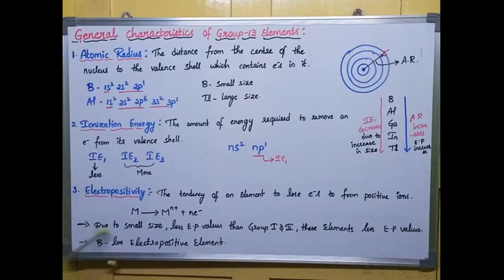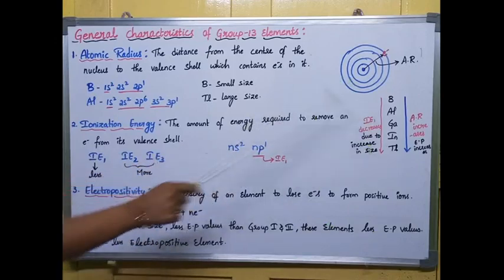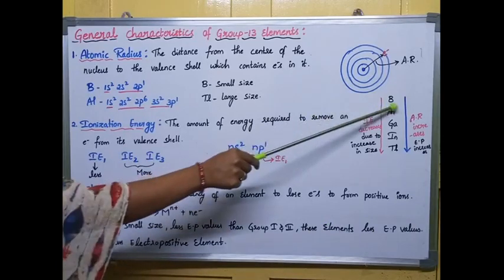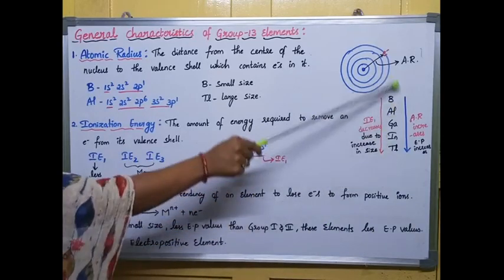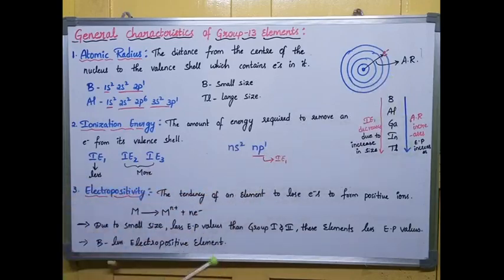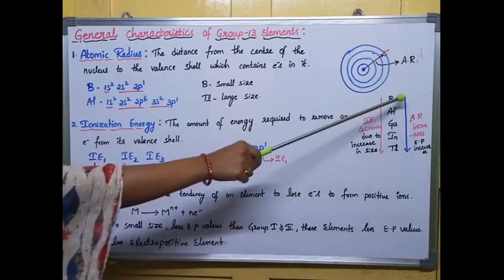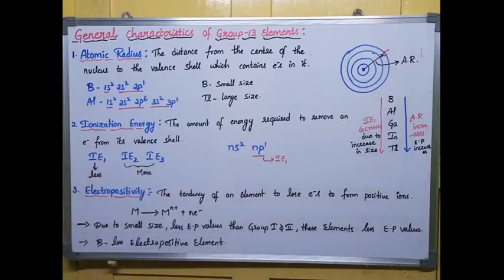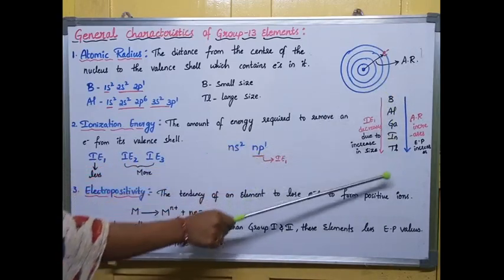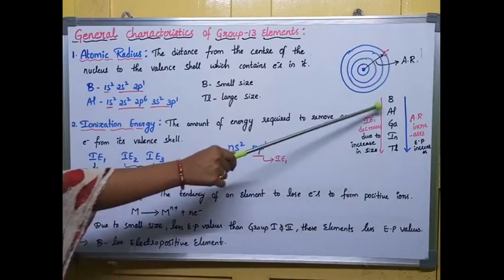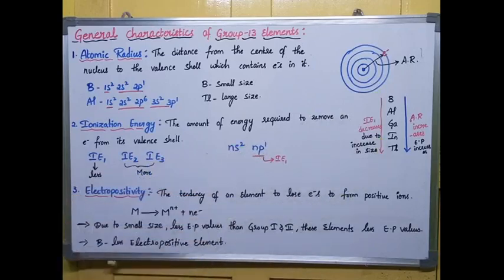So less electropositive nature is clearly observed in the case of this group of elements. We can say that boron is a less electropositive element because of its small size, but from top to bottom electropositivity increases. Aluminum is more electropositive than boron, but boron is less electropositive because of its small size, and these elements will have somewhat more electropositivity. So we can say that electropositivity increases from top to bottom.